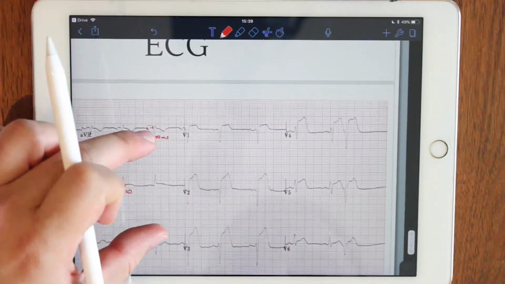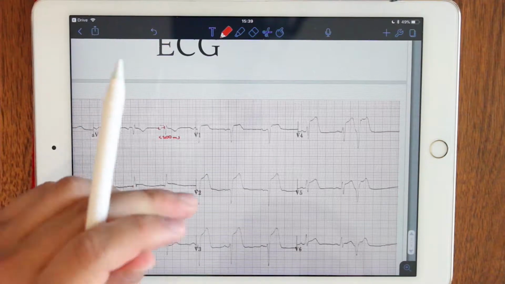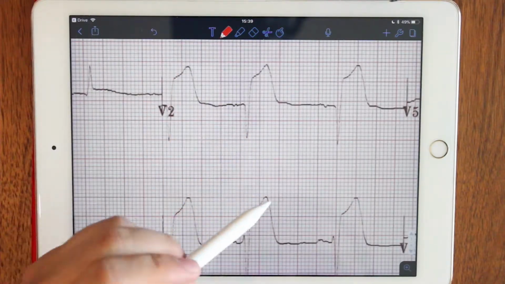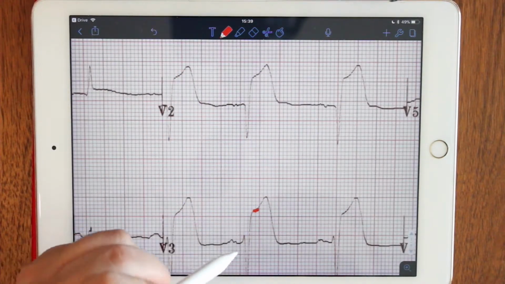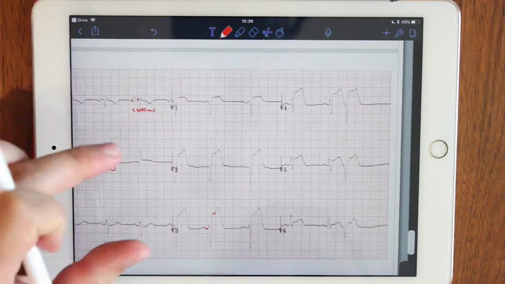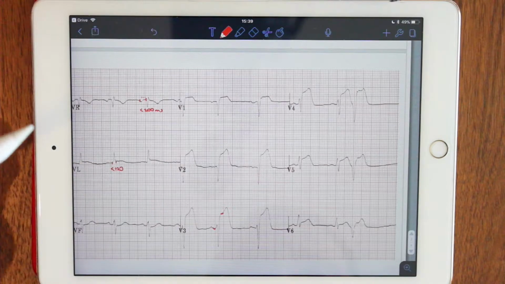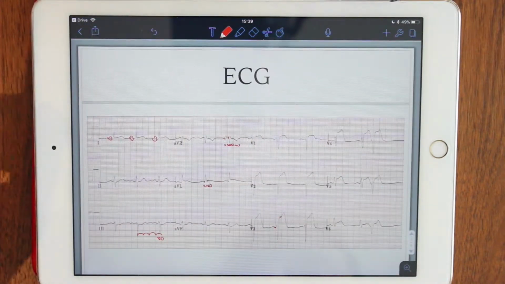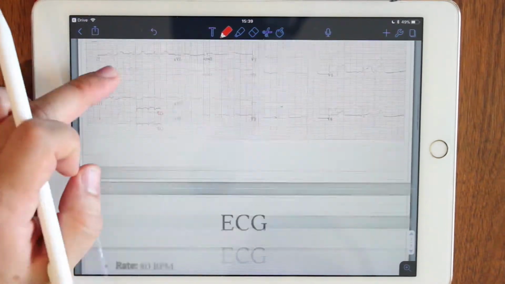The obvious changes here are in the precordial leads. So if we were to look at lead V3, we would notice the ST segment right there is significantly higher than the isoelectric line. And that is true of almost all precordial leads. And so we can say safely that there is ST segment elevation in this tracing.